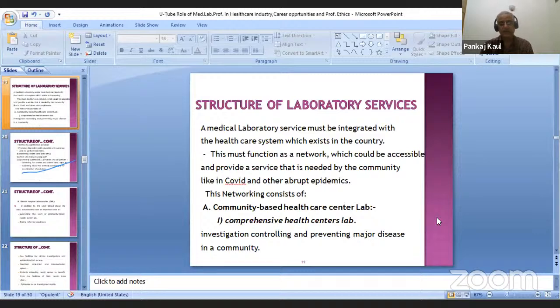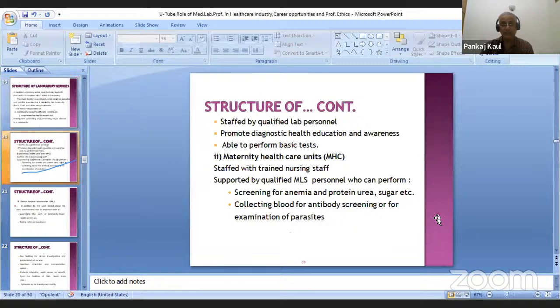As far as the structure of lab service is concerned, a medical laboratory service must be integrated with the healthcare system which exists in the country. This must function as a network which is accessible and provides a service needed by the community, like we have faced in COVID and other abrupt epidemics. This networking must consist of a community-based healthcare center, which includes comprehensive health center labs for investigation, controlling, and preventing major diseases in a community, staffed by qualified lab personnel who promote diagnostic health education and awareness and are able to perform basic tests.